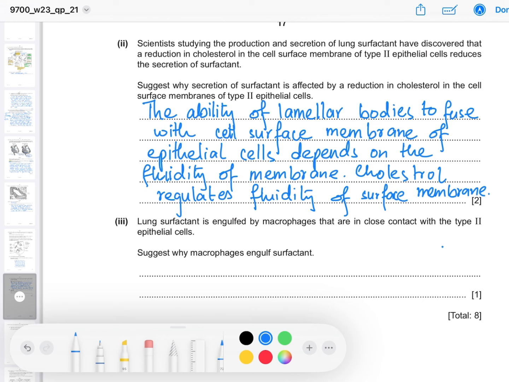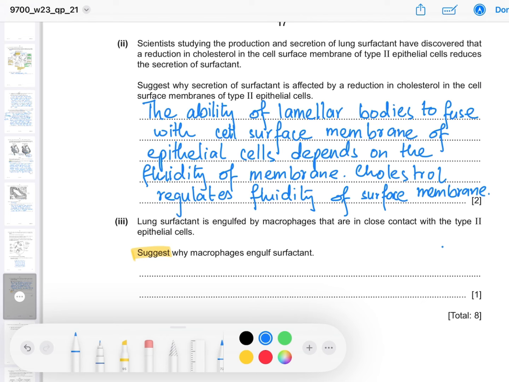Part 3. Lung surfactant is engulfed by macrophages that are in close contact with type 2 epithelial cells. Suggest why macrophages engulf surfactant. So again, here you're supposed to suggest an answer. You're not expected to know the content. You're supposed to suggest based on the information provided in the question and using your knowledge.